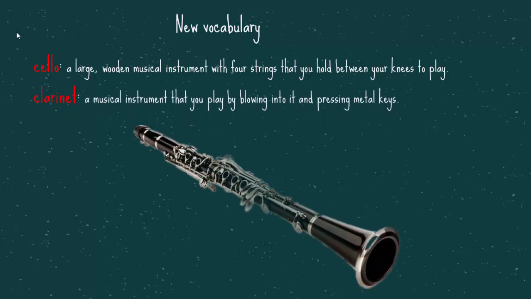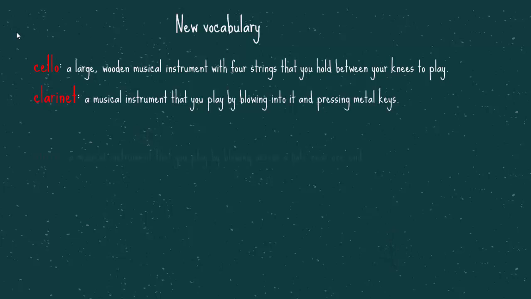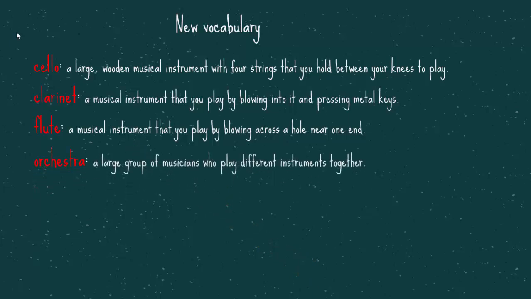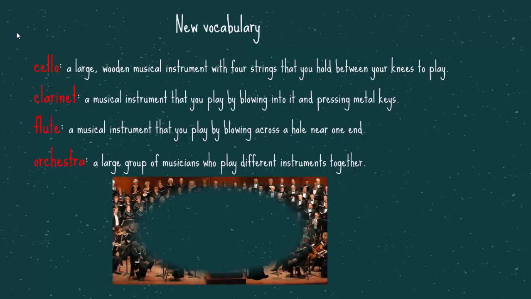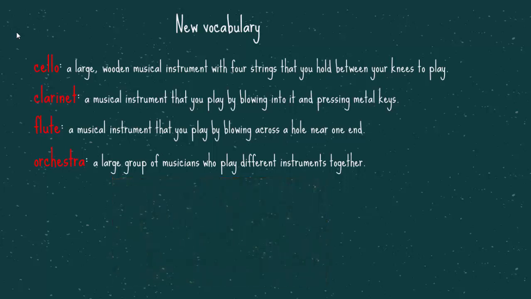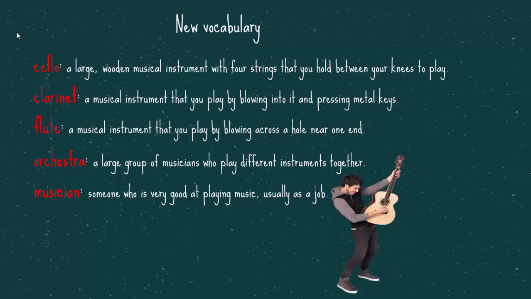Flute. It's a musical instrument that you play by blowing across a hole near one end. And here is a picture. Orchestra. It's a large group of musicians who play different instruments together. And here's a picture. Musician, someone who is very good at playing music, usually as a job. And here is a picture of a musician.